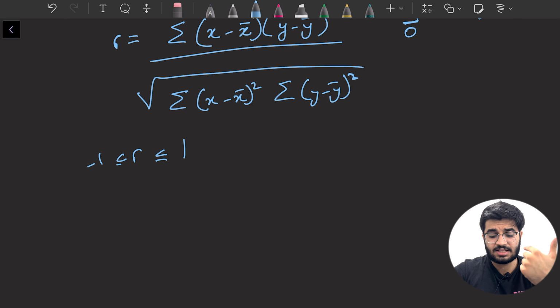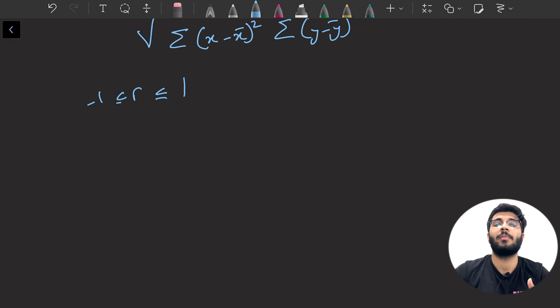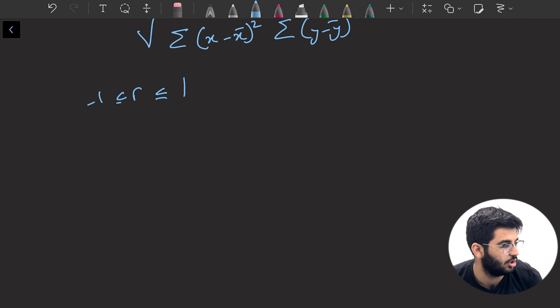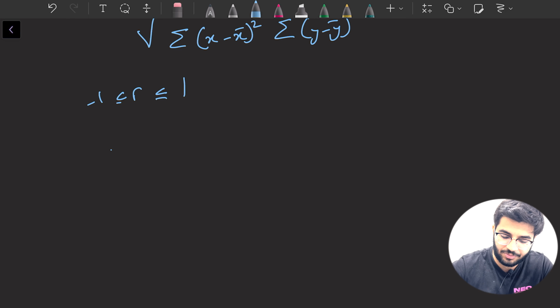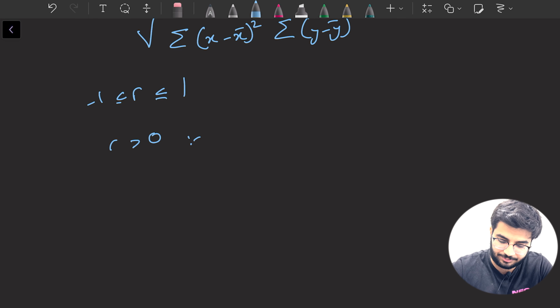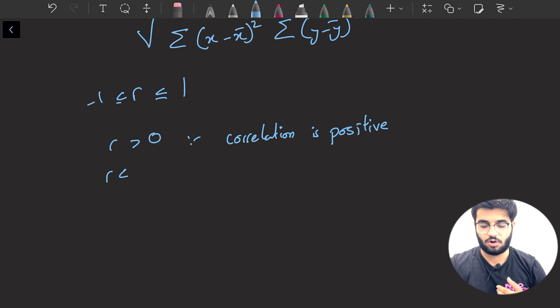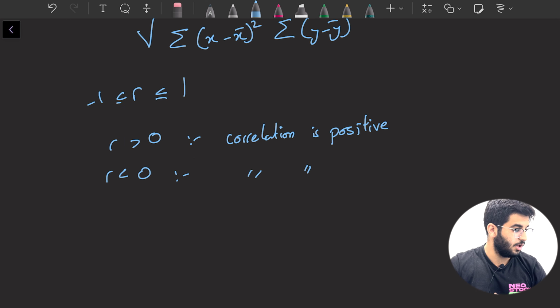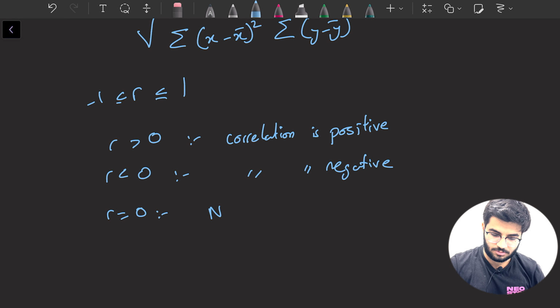First of all, the sign of R determines which direction your correlation is in. Remember that our correlation can be positive, negative, or no correlation. So if your R is positive, then your correlation is positive. Similarly, if your R is negative, then your correlation is also negative. And lastly, if R is equal to 0, there is no correlation. Very straightforward stuff.